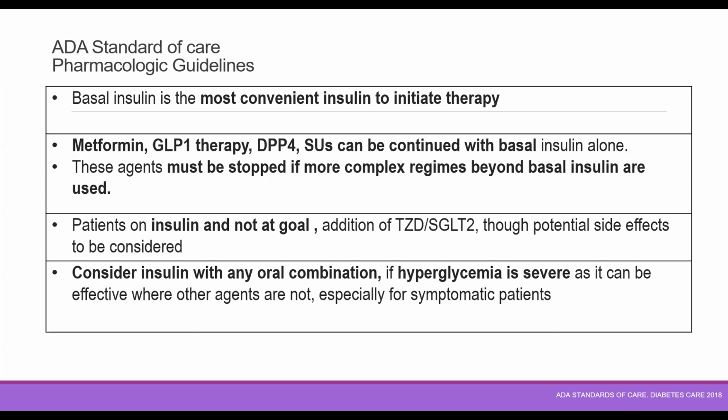Patient on insulin not at goal: the addition of a glitazone or SGLT2 inhibitor, with no potential side effect, can be considered. Now, if the patient was receiving basal insulin, then you can add on these drugs also.